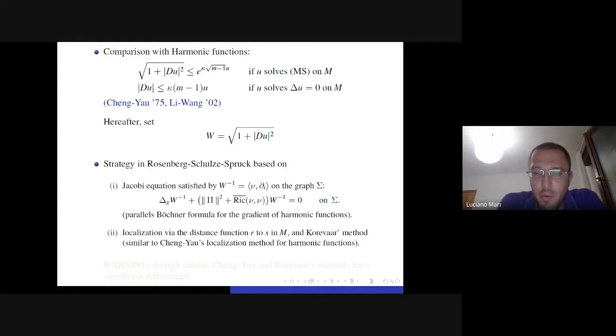First one, the Jacobi equation satisfied by the inverse of w, which is actually the inner product with nu, the normal vector, and the Killing field dt on the graph. This is a linear PDE on the graph that parallels the Bochner formula for the gradient of a harmonic function. So the Jacobi equation is the Bochner formula for the gradient of the harmonic function u on the graph.